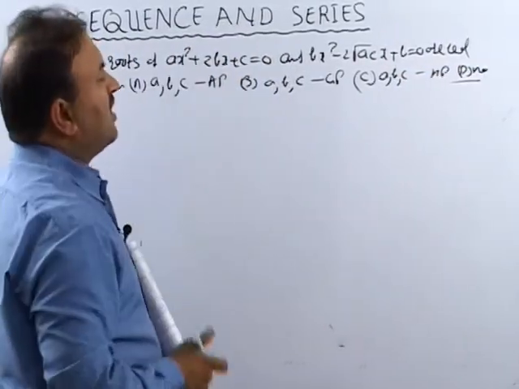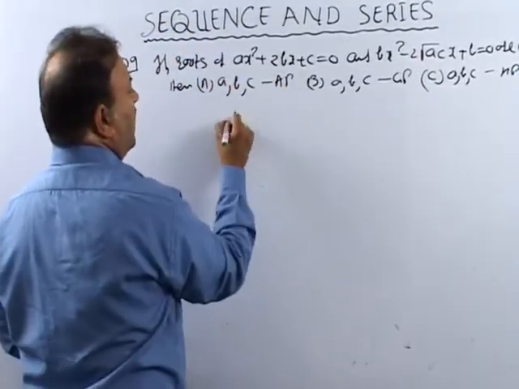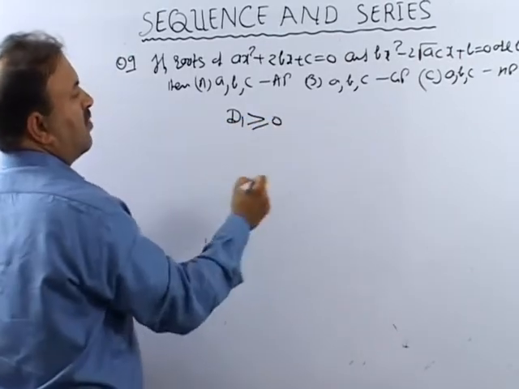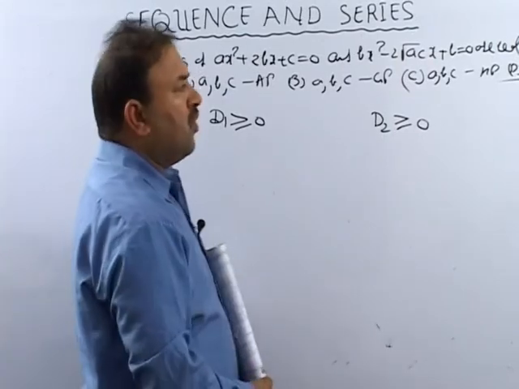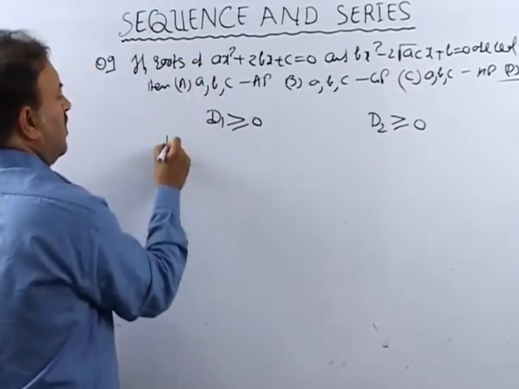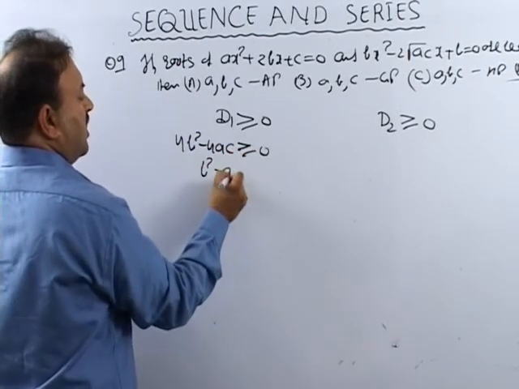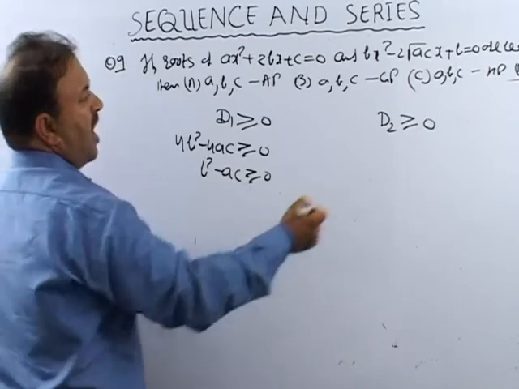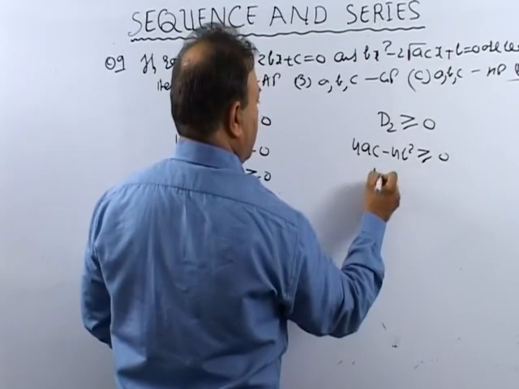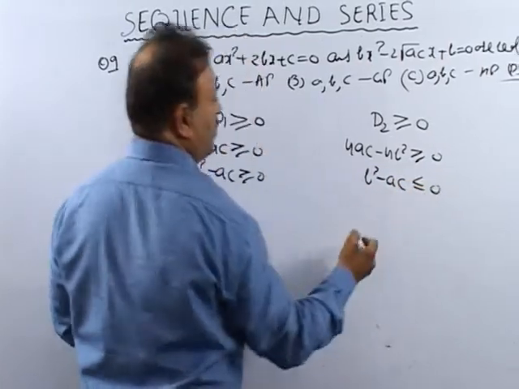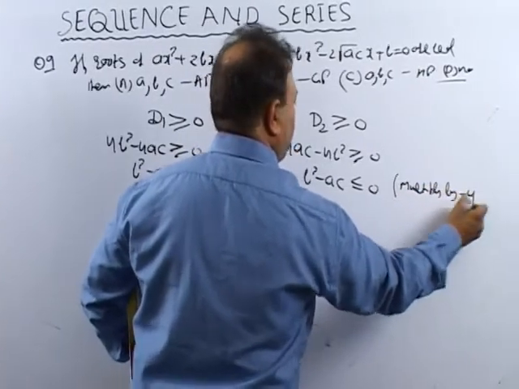Since we have probably done this question in quadratic equations, what did we do? If roots are real, we know the condition is D1 should be greater than or equal to 0 and D2 should be greater than or equal to 0. That means 4b square minus 4ac greater than or equal to 0, so b square minus ac is greater than or equal to 0. Here again 4ac minus 4b square greater than or equal to 0, so b square minus ac is less than or equal to 0. What did I do? I multiplied by minus 4.